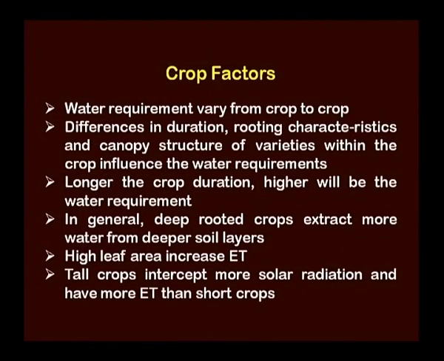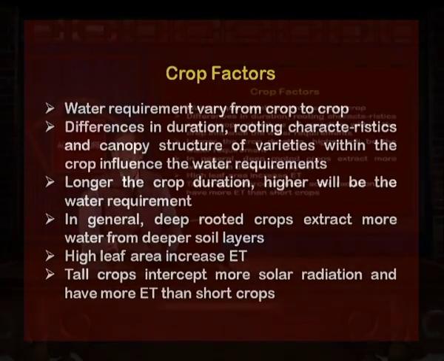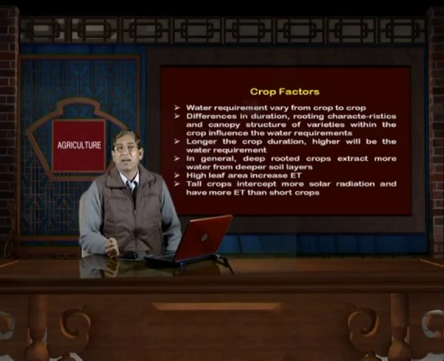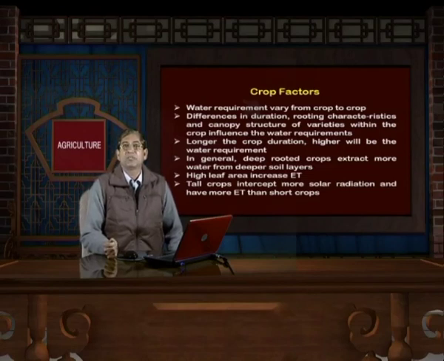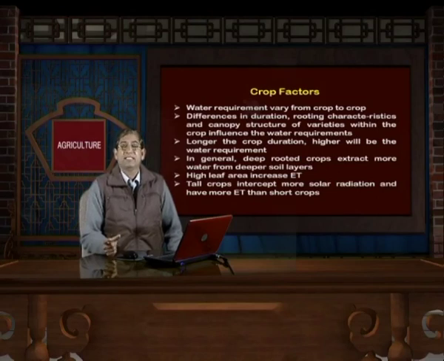Say for example, the requirement of water for wheat is different than that of barley. The requirement of water is different for mustard and chickpea. In case of wheat, the water requirement is almost 500 millimeter, whereas in case of barley, the requirement of water is about 380 millimeter. In case of mustard, it is 350 millimeter, whereas in case of chickpea, it is 280 millimeter. So, there is difference in requirement of water from crop to crop.